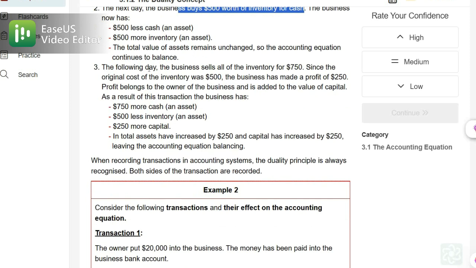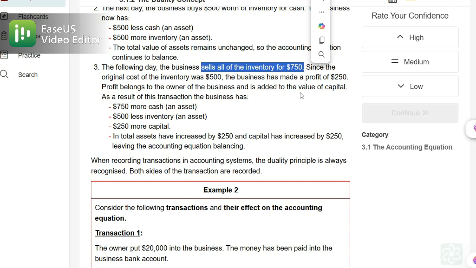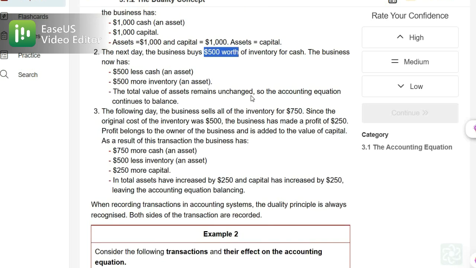Then the following day, the business sells all of the inventory for $750. The cost of the inventory was $500, and now you are selling that inventory for $750. There is a difference of $250, which is your profit. So the cash, which is an asset, increased by $750, while inventory decreased by $500, and the profit of $250 will increase your capital by $250. So asset is increased by $250, and capital is also increased by $250.